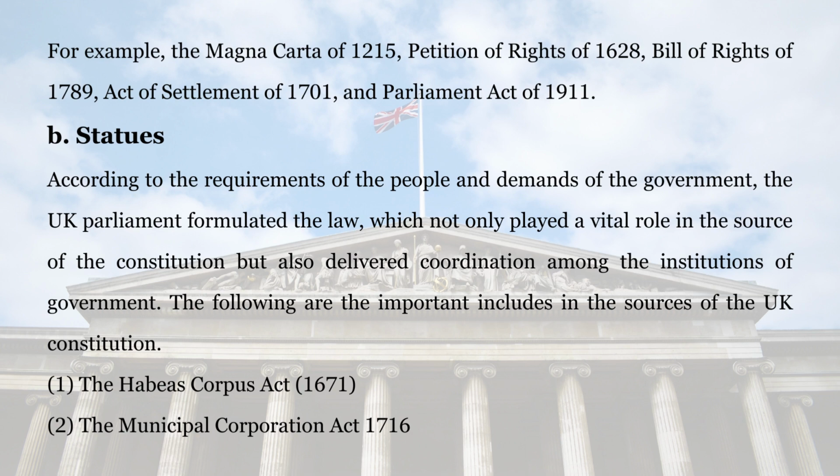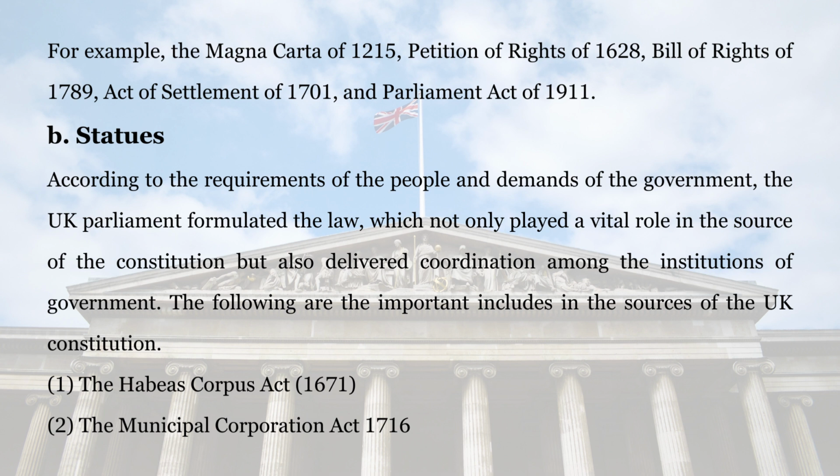B. Statutes. According to the requirements of the people and demands of the government, the UK Parliament formulated the law, which not only played a vital role in the source of the Constitution but also delivered coordination among the institutions of government. The following are the important ones included in the sources of the UK Constitution.